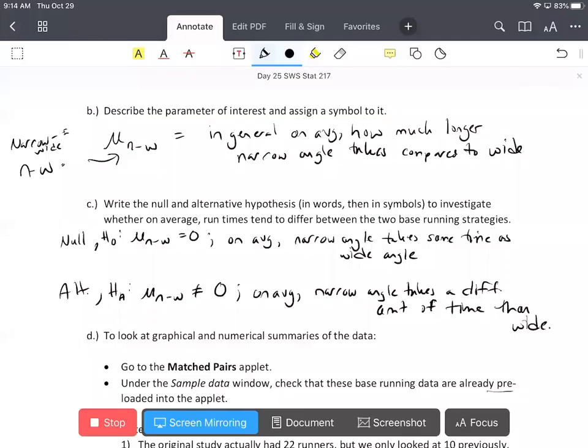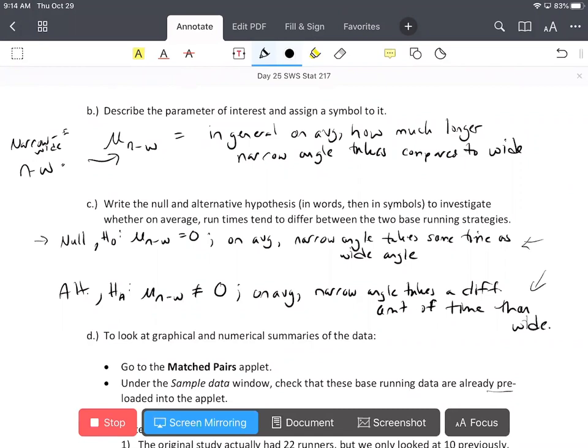So I have my null and alternate hypothesis written. H sub 0 for my null. Nothing special is happening. So my difference is 0. Looking here. On average, the narrow angle takes the same time as the wide angle. Or you could say that on average, there's no difference between the two strategies. There's lots of different ways you can say it. What you want to do is be consistent between here and here.